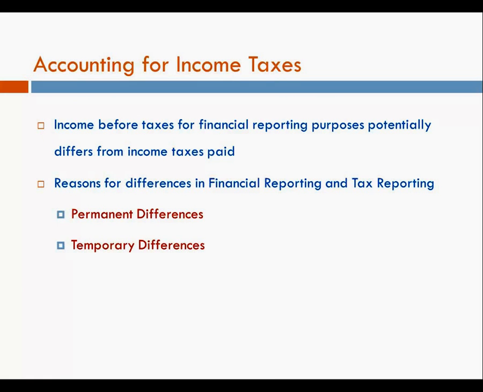Now, when you account for income taxes, it doesn't always match up to the accounting that you do on the balance sheet and the income statement. And there are two general categories of reasons for that. There are permanent differences that will never be the same between accounting for taxes and accounting for your income. And then there are temporary differences, timing differences, between what you do on your taxes and what you do on your income statement.